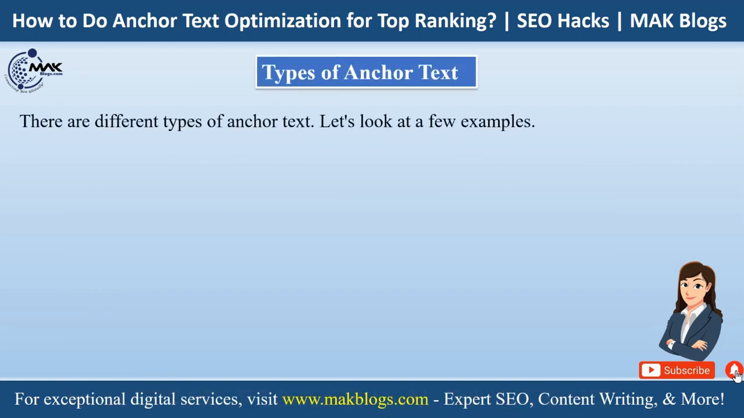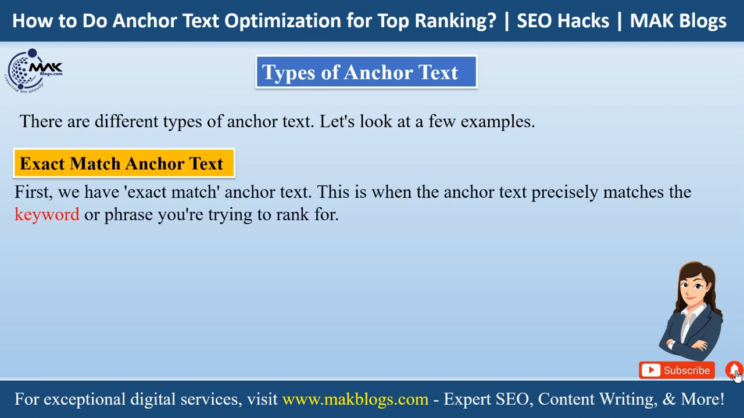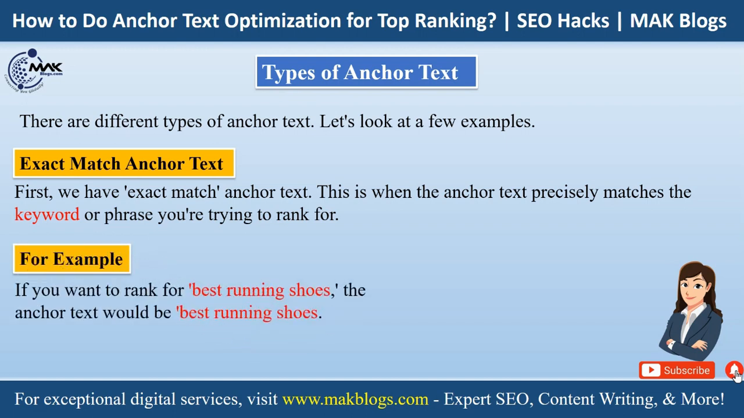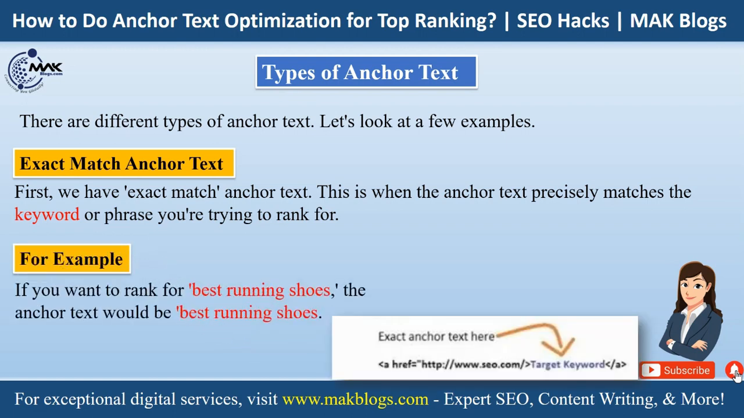Types of anchor text. There are different types of anchor text. Let's look at a few examples. Exact match anchor text. First, we have exact match anchor text. This is when the anchor text precisely matches the keyword or phrase you're trying to rank for. For instance, if you want to rank for best running shoes, the anchor text would be best running shoes.